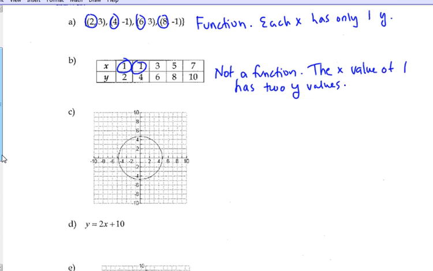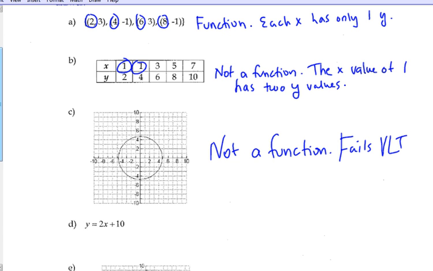Okay, Tyson. You look so excited. Yeah, not a function. And why? Fails VLT, the vertical line test. It fails the vertical line test. If you draw a vertical line, it crosses more than once.